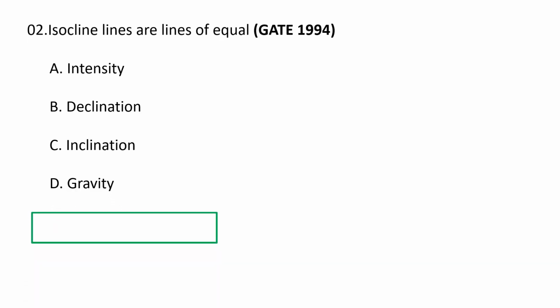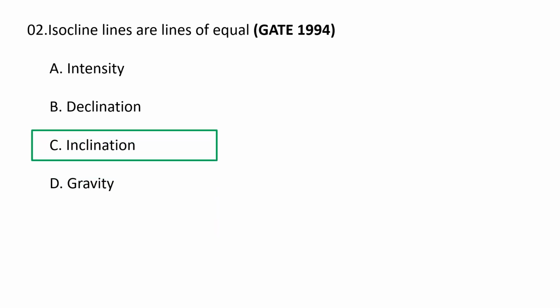Next question. Isoclinic lines are the lines of equal A. Intensity, B. Declination, C. Inclination, D. Gravity. Isoclinic lines are lines of equal inclination. C is the correct option. Isocline means to lean or slope. It is a line joining points with equal slope or inclination. C is the correct option.